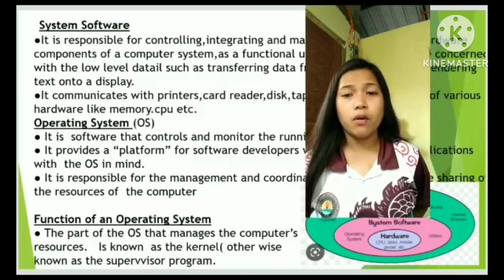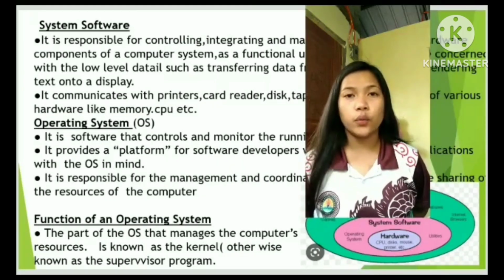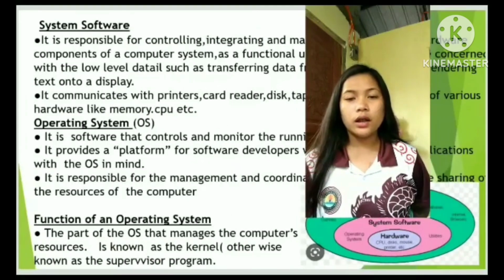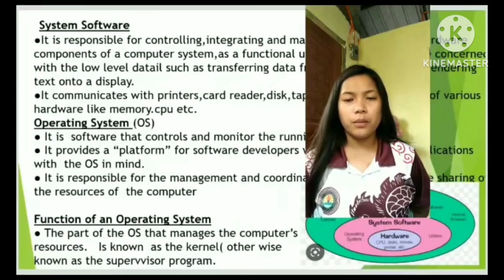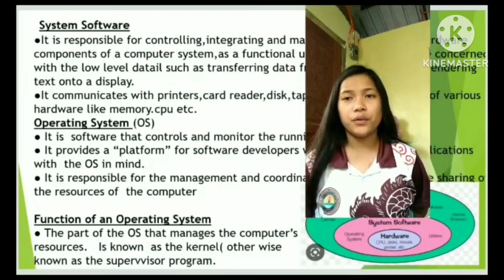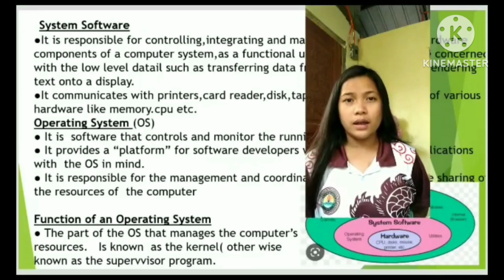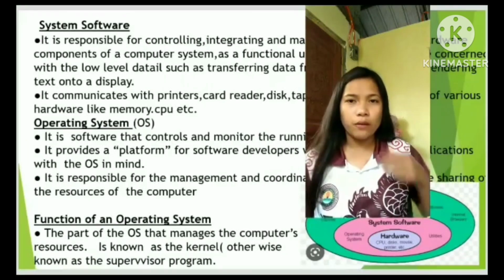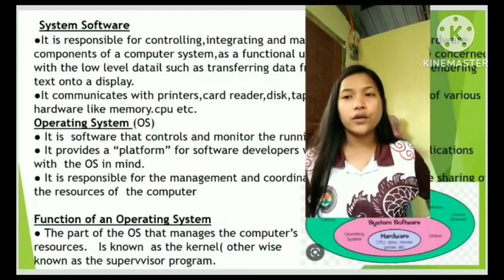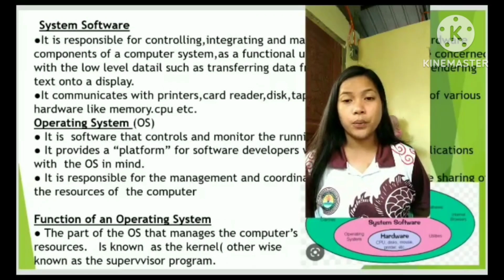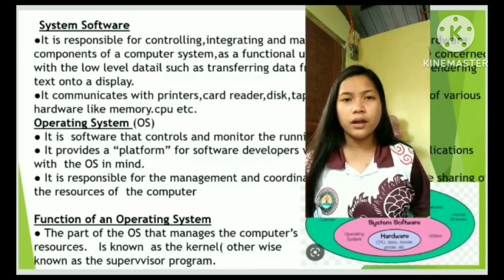Operating system, or OS, is software that controls and monitors the running of applications. It provides a platform for software developers, who have to design applications with the OS in mind. It is responsible for the management and coordination of activities and the sharing of the resources of the computer. It is an interface between computer and user.